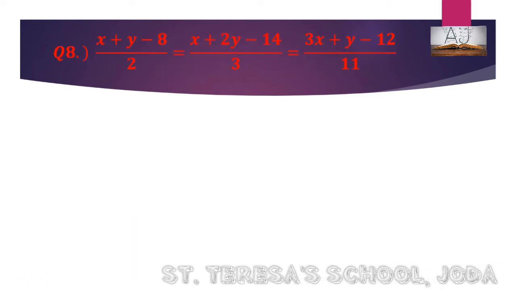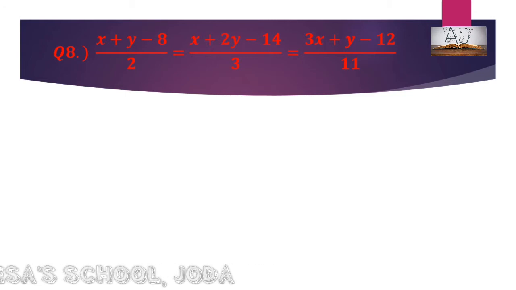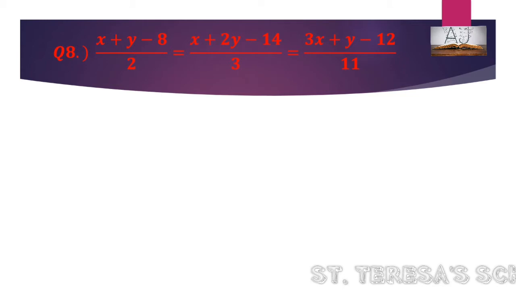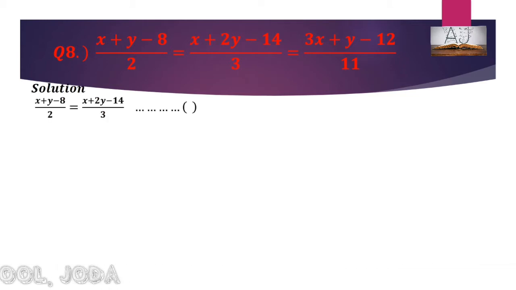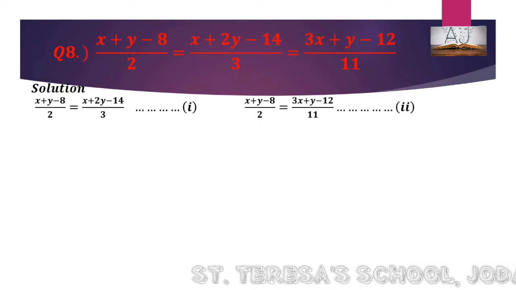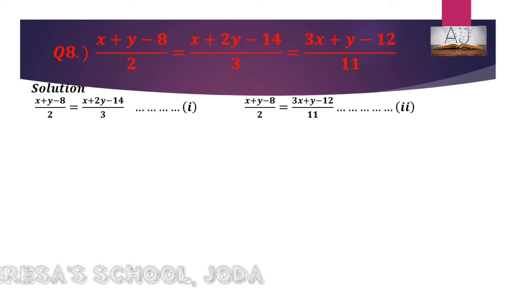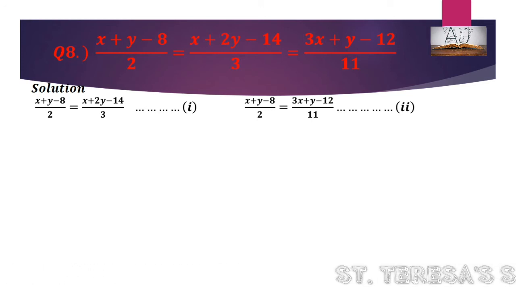Now let us see question number 8. As I told you, we'll be doing only the sums which are different. From question number 2 to 7, you can try. In this question, you can see that we have 3 expressions and all of them are equal. So we can make 2 equations and then solve.